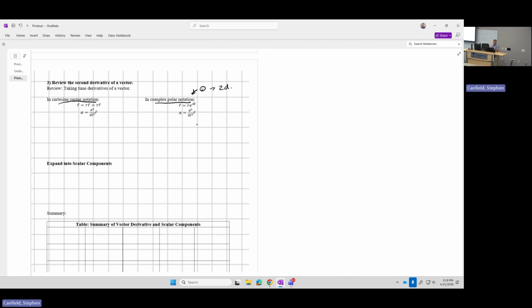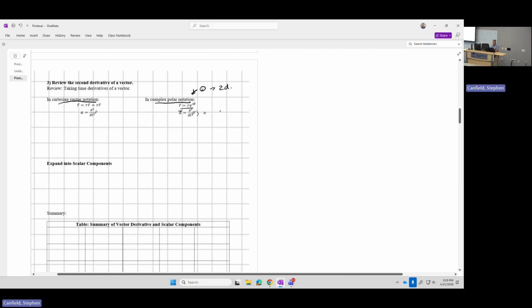All right, so let's review this. Our vector we write in this complex polar notation. So our vector is our length times e to the i angle. Our acceleration, and that's a vector, is the second derivative of that vector. Okay, so let's break that down. I think the easiest way is to take one derivative at a time. So let's say it's going to be the d/dt of the d/dt of r. I'm going to go right a little bit and then I'll go down.